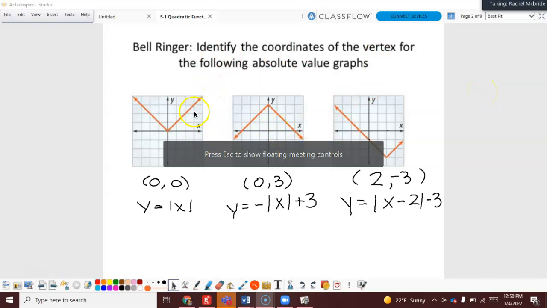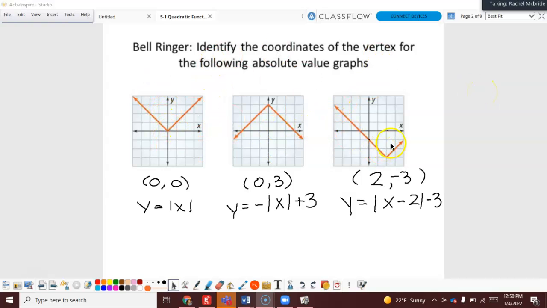So as part of the bell ringer, we're just looking at where the vertexes are. The vertex of the first graph is 0, 0. That is the absolute value parent function, meaning that is the graph that is not transformed. It is right where it would be if we just looked at the absolute value of x.